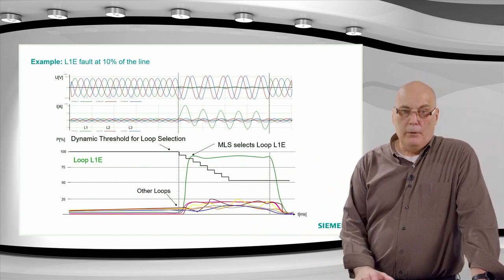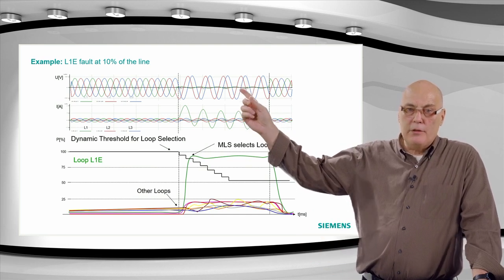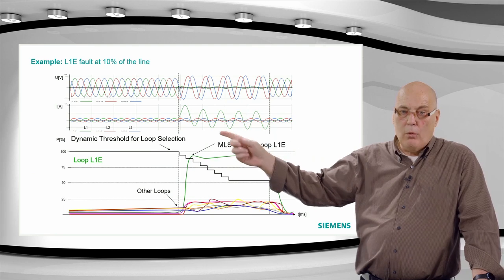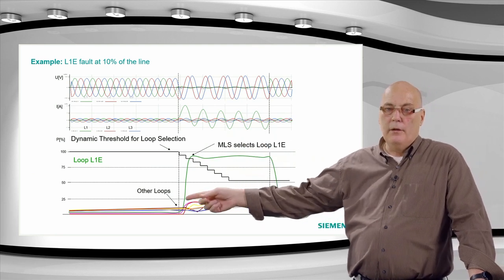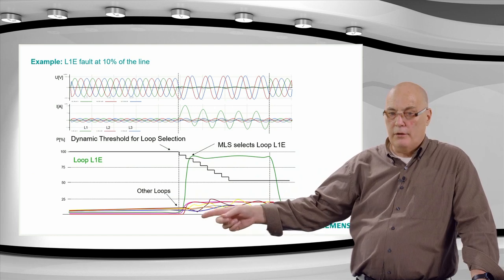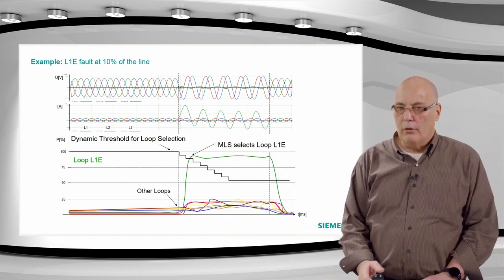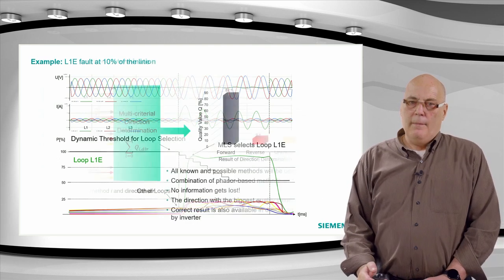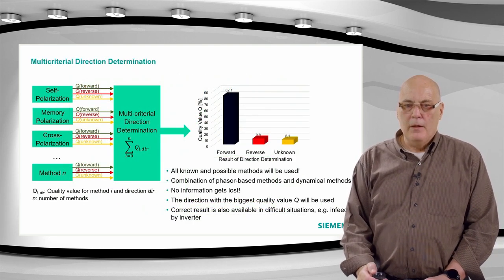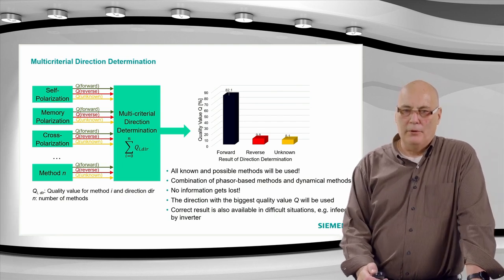And here's an example. This is an L1 to ground fault. I think it's clearly to be seen: you can see the L1 voltage disappears here, and you get current only in L1, and you can see the criteria here, L1 to ground goes up to almost 100%. Clearly all the other criteria are somewhere down. The loop selection just selects L1 to ground. It was easy to detect that. Other conditions are more difficult. I don't want to go to too many examples now.